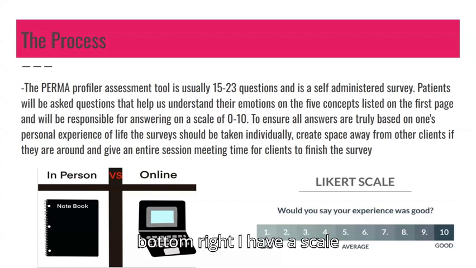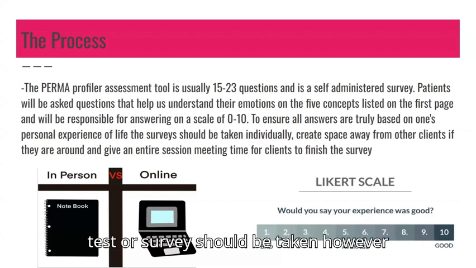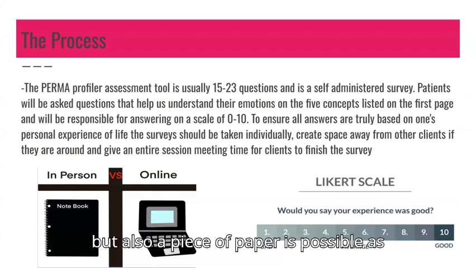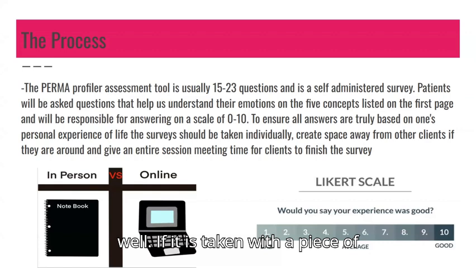On the bottom right, I have a scale of 0 to 10, 0 meaning bad and 10 meaning good. And on the left side, I have in-person versus online because I believe this test or survey should be taken however the client wants. Online is possible, but also a piece of paper is possible as well. If it is taken with a piece of paper, they will need a pencil to check off their scale.